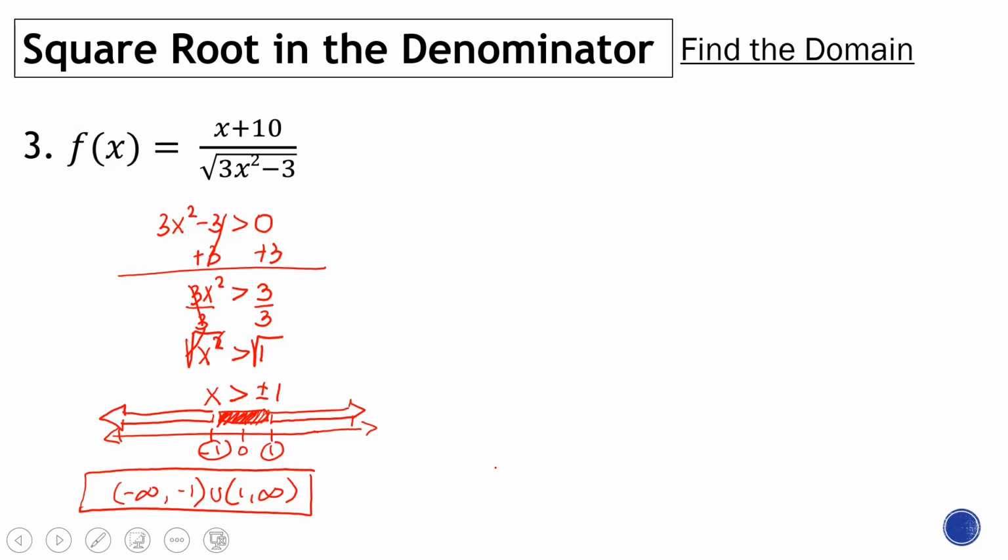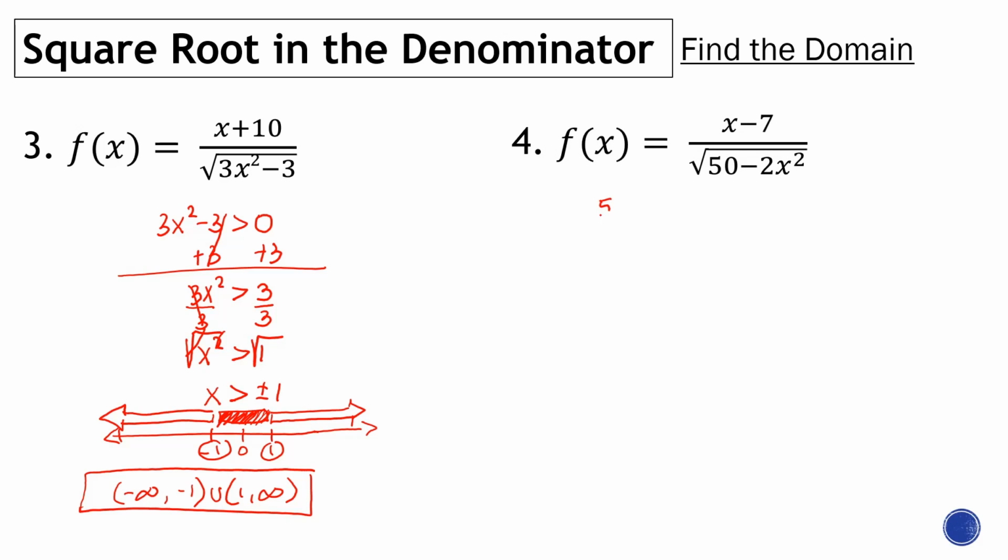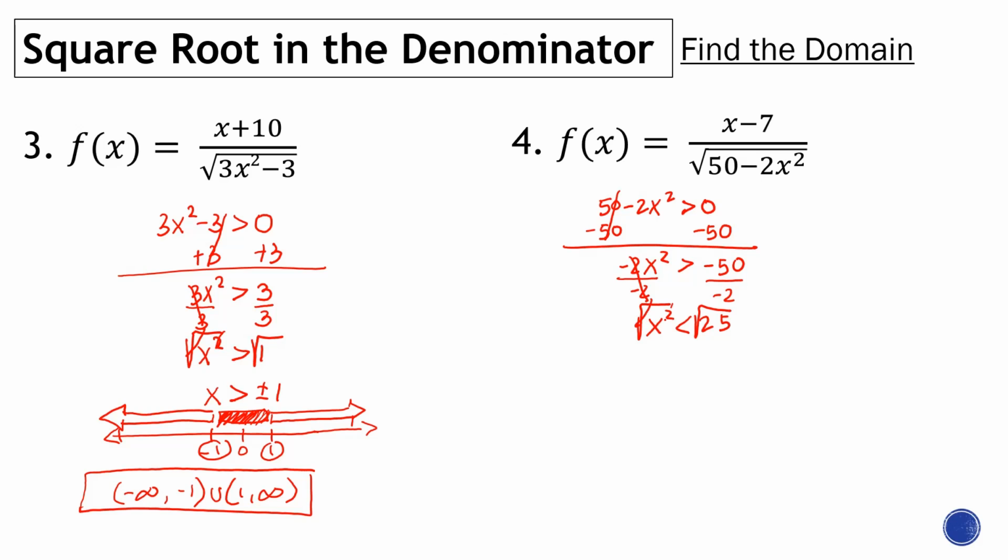Let's go to the last example for this particular topic. Here we have 50 minus 2x squared is greater than 0. So subtract 50 on both sides. This will be negative 2x squared is greater than negative 50. Then divide by negative 2 on both sides. And of course, you know what will happen here. That symbol will switch from greater than to less than 25. And then find the square root of both sides. This will be x is between negative 5 and positive 5.